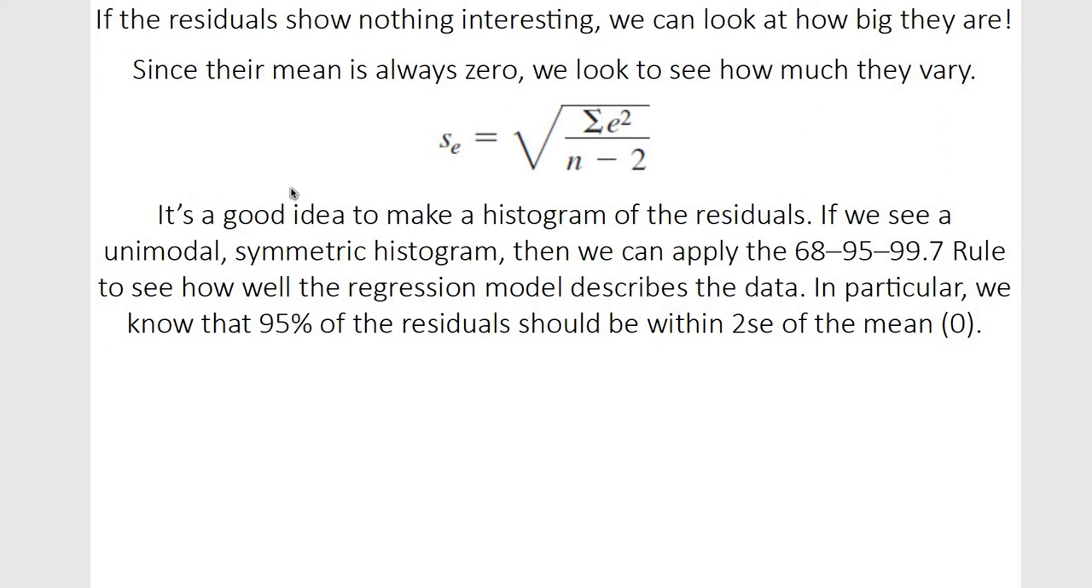Okay, so here, it's a good idea to make a histogram of your residuals just to double check it, right? It's another visual check that you're on the right path. So you want to see a unimodal symmetric histogram that we can apply the 68, 95, 99.7 rule to. Oh yeah, the bell curve. Yes, that. So that will tell us we can apply that to the data. Then we'll see that our residual should be within 2 standard deviations of that mean of 0.